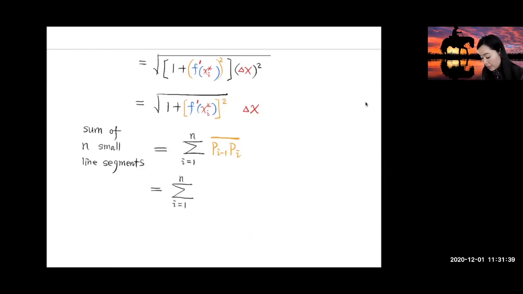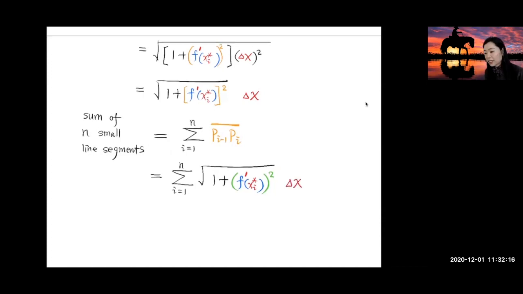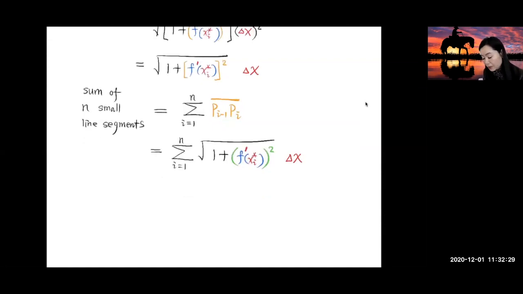Now we have an expression for this, right? So now we're going to put this in here, and outside here it is delta x. You got me? I'm just replacing this by this, because this is an expression for the length of the line segment. Now this is the sum for those n small line segments.